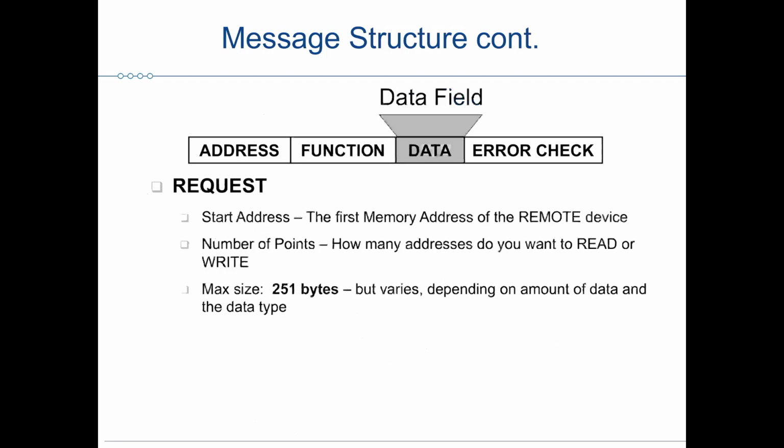So when it comes to the request, in the data field is where we essentially see the number of points and the start address for the specific data type that's being requested. So remember, in the function field, you'll find either a read or a write, then you're reading or writing a specific data type. So that will also indicate a data type.